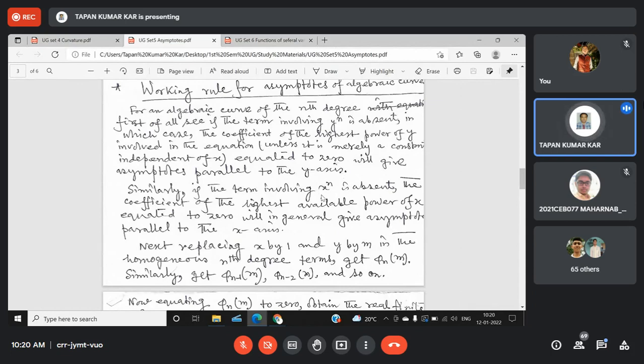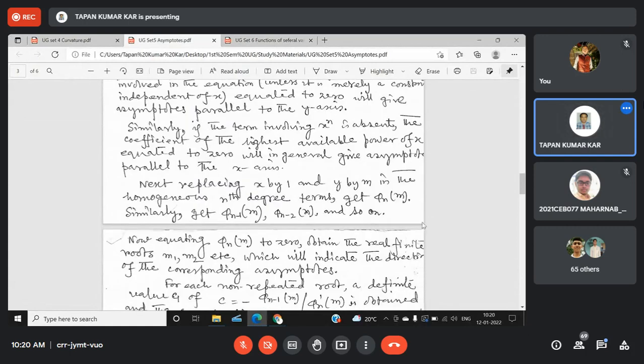Similarly, if the term involving x to the power n is absent, then the coefficient of the highest available power of x equated to 0 will give the asymptotes parallel to the x-axis. These are asymptotes parallel to either the x-axis or the y-axis. But still there are asymptotes parallel to neither the x-axis nor the y-axis. For those asymptotes, how will you obtain them?